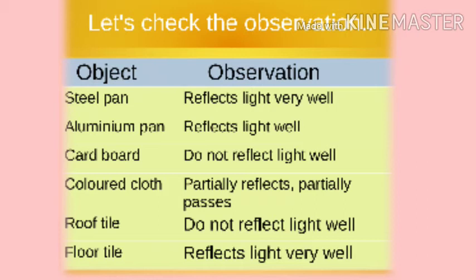So, which are the materials which reflect light? The new steel plate will reflect light. Aluminum and shining floor tile will partially reflect light, and cardboard, piece of cloth, and piece of paper do not reflect light. So, we found out the answer to this experiment.